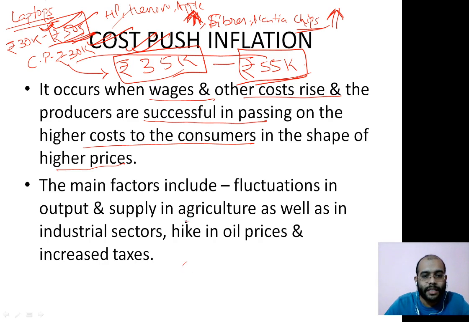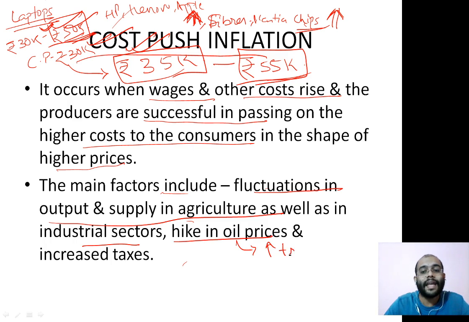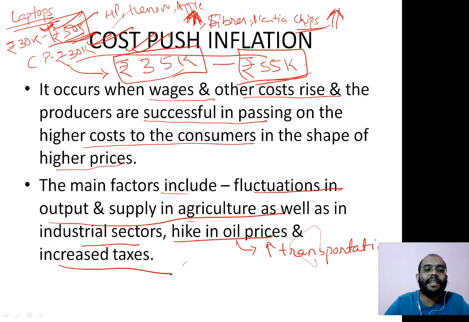And the main factors that are involved include fluctuations in output and supply in agriculture as well as in industrial sectors. Hike in oil prices will lead to increase in transportation costs. And increased taxes. If taxes go up, then the corporates or the organizations will try to recover the increased tax amount mostly from the consumers only. So therefore it will lead to inflation.